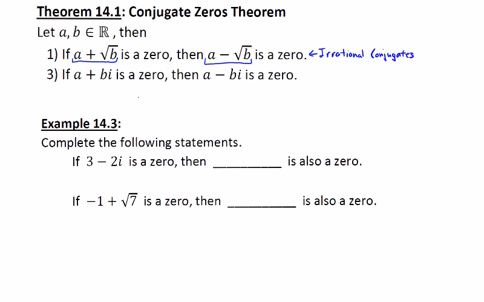And statement number 2, let me fix that, it should say a 2 there. If a plus bi is a 0, then we can also say that a minus bi is going to be a 0. This is known as complex conjugates.